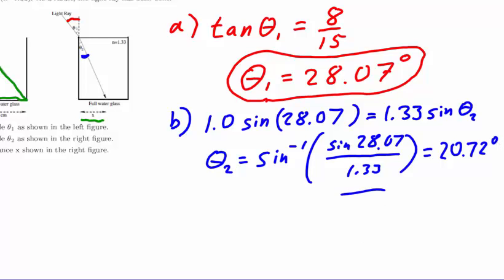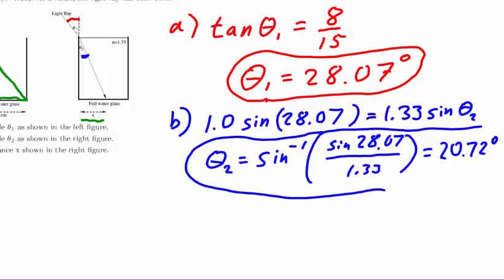We recognize that this answer is sensible because we know that the light ray will be closest to the normal in the medium with the highest index of refraction. Since the water has the highest index of refraction, that leads us to expect theta 2 is less than theta 1, and indeed it is.